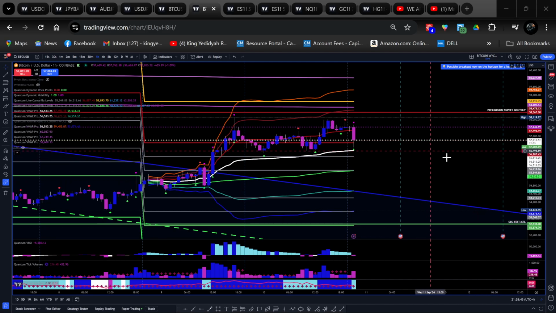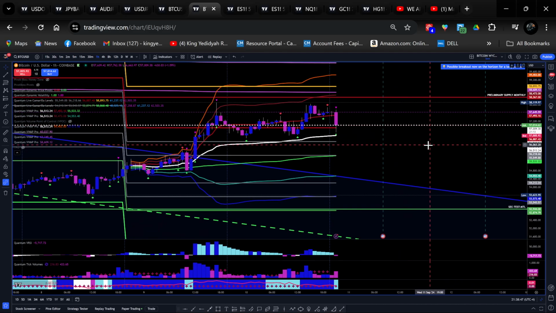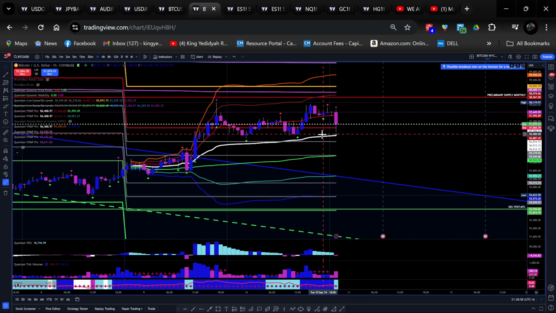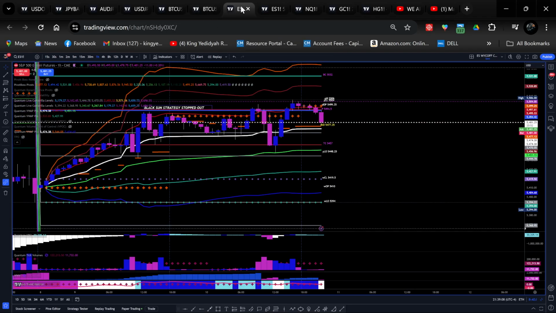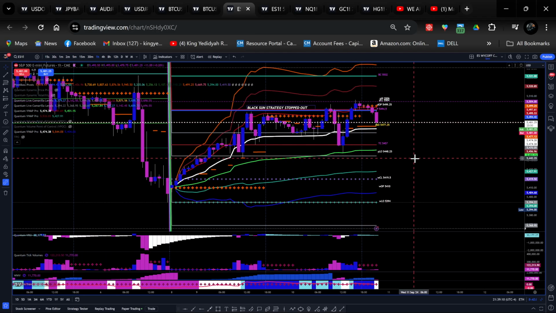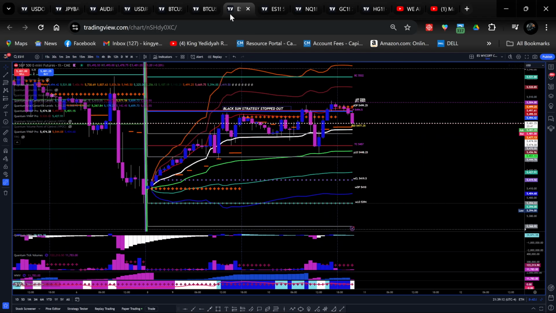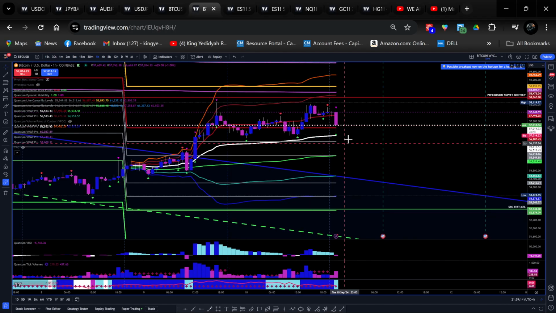And I'm just going to demonstrate here what I think is happening between the correlation between Bitcoin and the S&P 500 ES futures. So what I'm noticing here is that you're seeing the weakness in Bitcoin before you actually see the weakness in the ES, right? So I think it's kind of front running the ES right now.